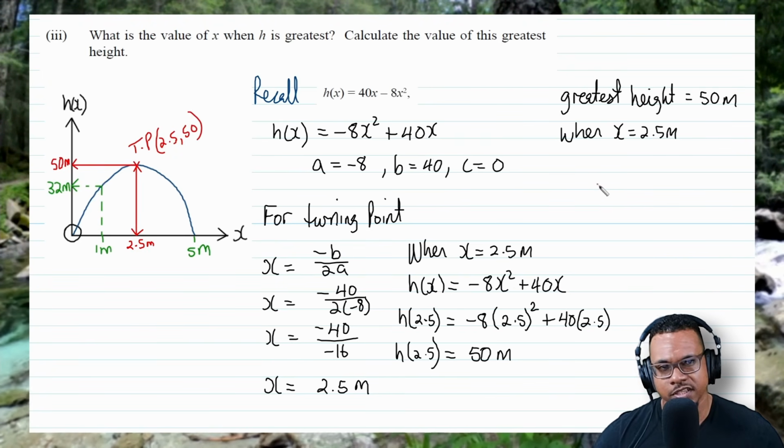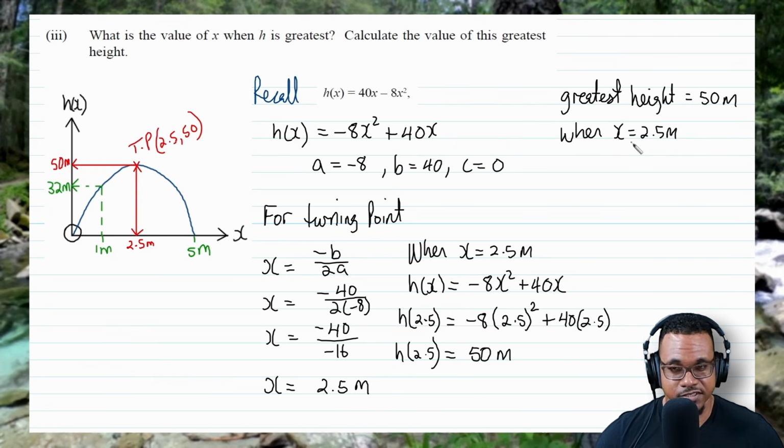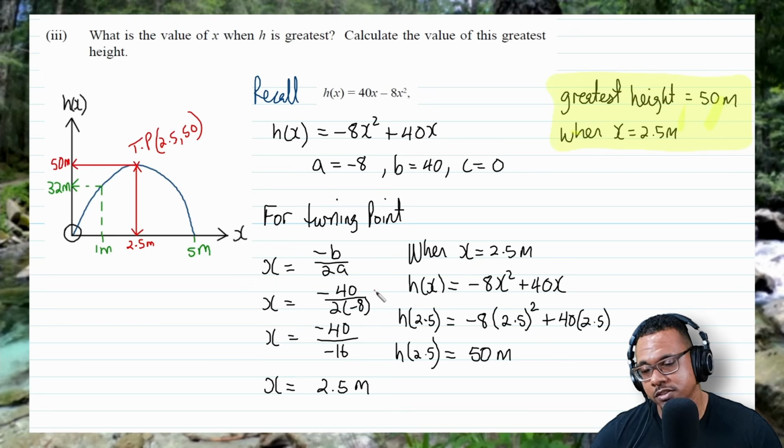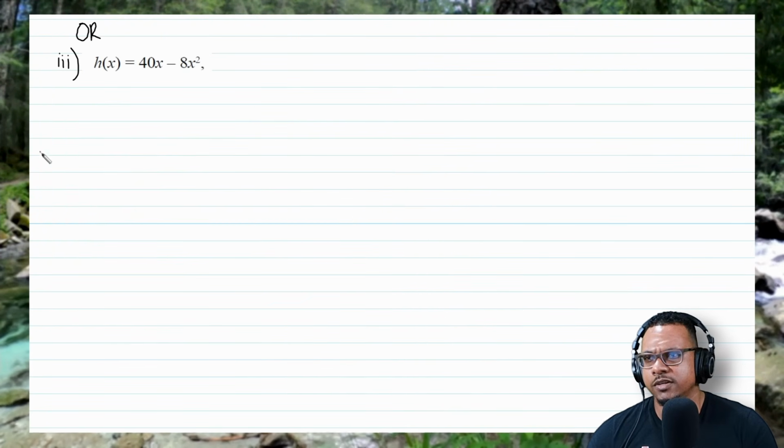So I'm writing my solution here that the greatest height is equal to 50 meters when x is equal to 2.5 meters. Now, instead of doing this working, we could have also completed the square on this h of x to obtain the turning point. All right, so I just want to demonstrate that here, where we're going to complete the square.